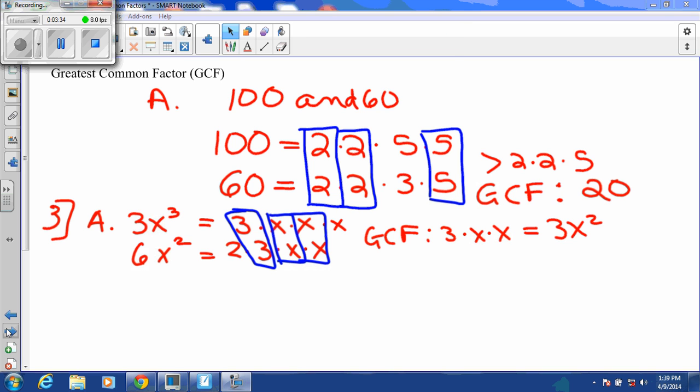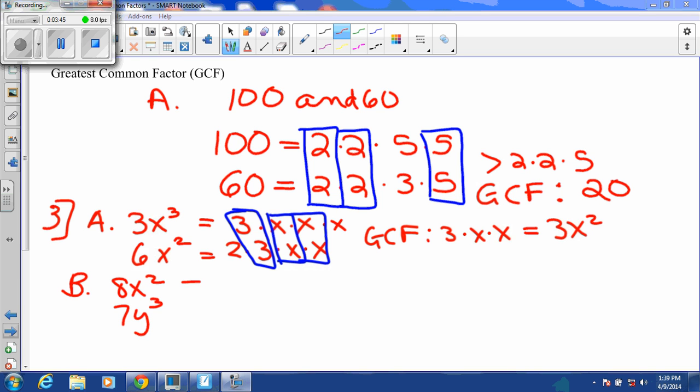One more example of that type: 8x squared and 7y cubed. The prime factorization of 8x squared is 2 times 2 times 2 times x times x. The prime factorization of 7y cubed is 7 times y times y times y. As you see, there are no factors in common. There are no numbers in common. There are no variables in common. Therefore, the GCF of 8x squared and 7y cubed is 1.